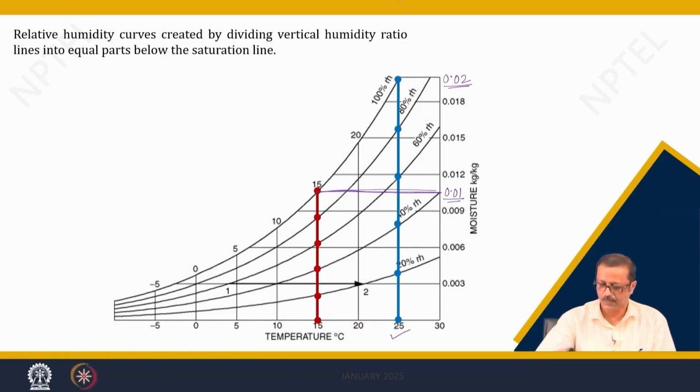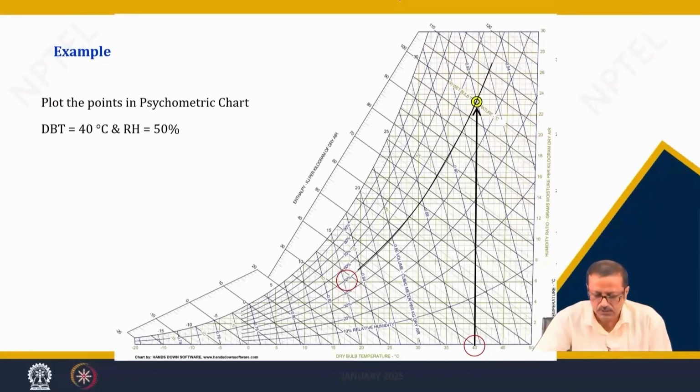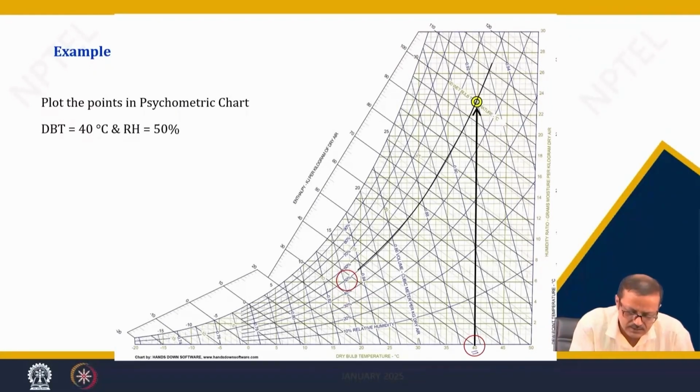So, that also qualifies whatever we have discussed in the last. So, suppose I have taken an example. So, the dBT is 40 degrees and the RH is 50%. So, what to do? I have to plot a point. So, that point is dBT 40 and this black line is for 50%. See, I have marked it in the red circle.